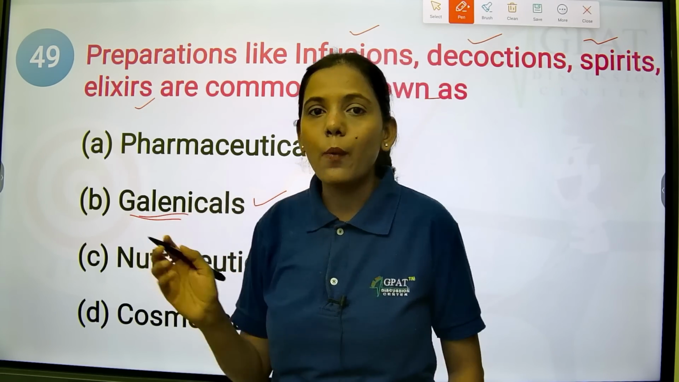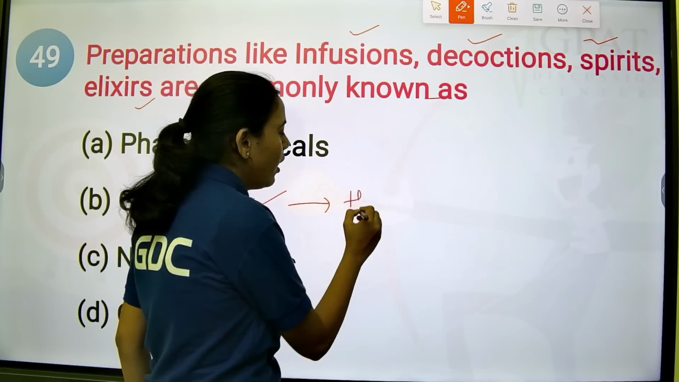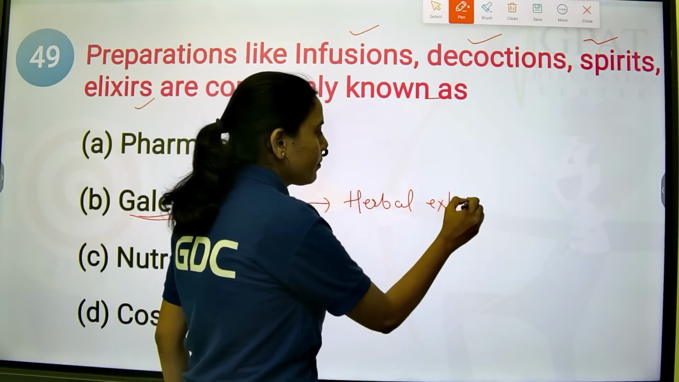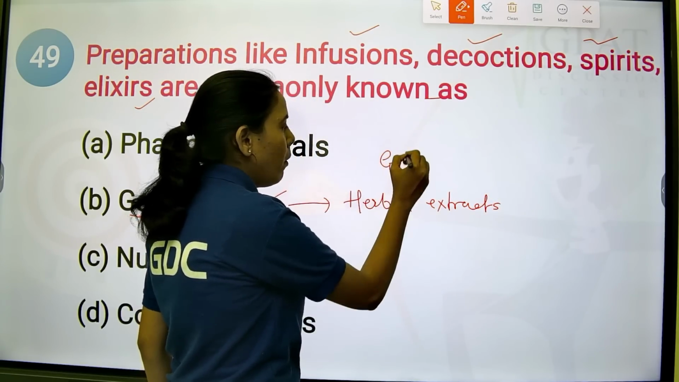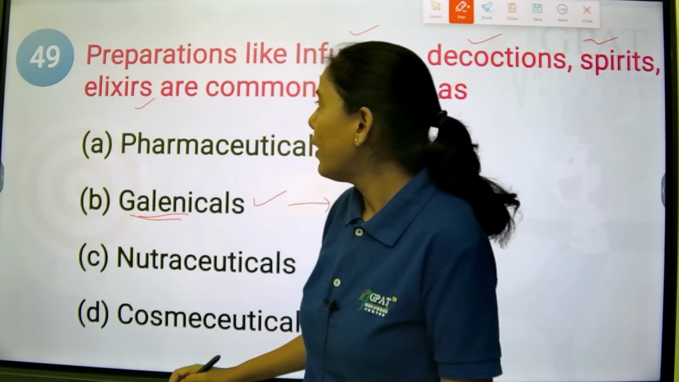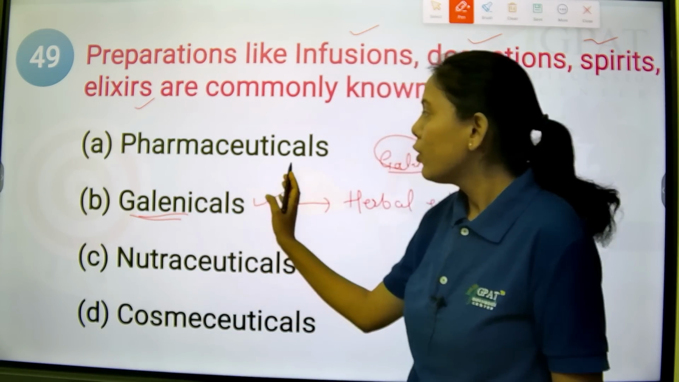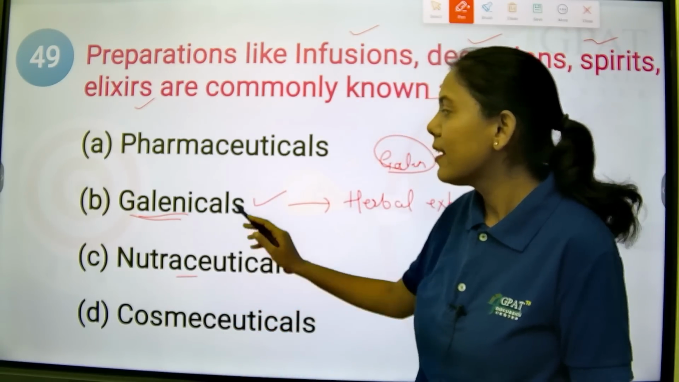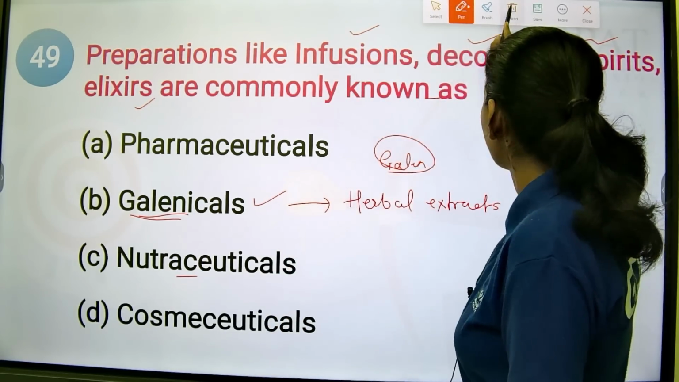Okay, but nowadays it has not been used, but galenicals, they are the herbal extracts, and it comes from the name of Galen. Okay, so these are the preparations, they are the herbal extracts. Elixirs are nothing but hydroalcoholic solutions. So they are not pharmaceuticals or nutraceuticals or cosmeceuticals. They are the preparations and they are considered as galenicals.